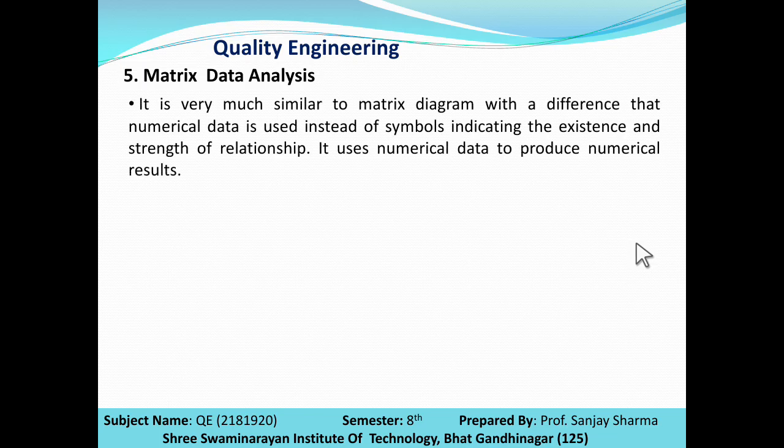Now, matrix data analysis is very similar to the matrix diagram, with a difference: numerical data is used instead of symbols to indicate the existence and strength of a relationship. It uses numerical data to produce a numerical result. So here the numerical data are used to produce the numerical result.